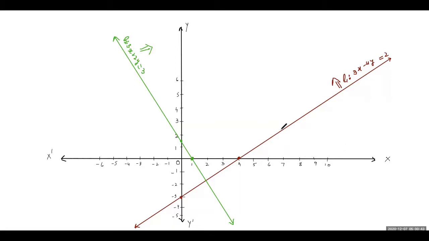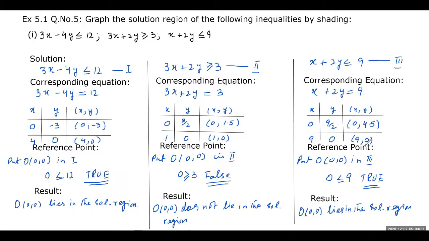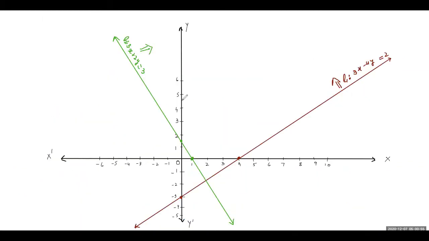Let's get to the third line. I'm going to plot it with the pink color. The third line has got points 4.5 and 9, and origin lies in the solution region. So x equals 0, y equals 4.5. Now x equals 9, y equals 0. Join the 2 points with the help of a straight line.